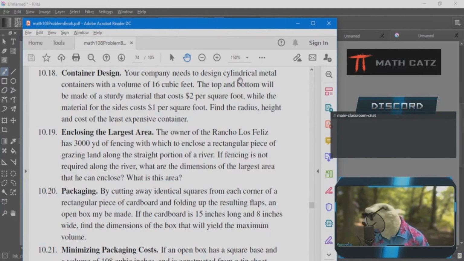Your company needs to design cylindrical metal containers with a volume of 16 cubic feet. The top and bottom will be made of a sturdy material that costs $2 per square foot, while the material of the side costs $1 per square foot. Find the radius, height, and the cost of the least expensive container. Okay.